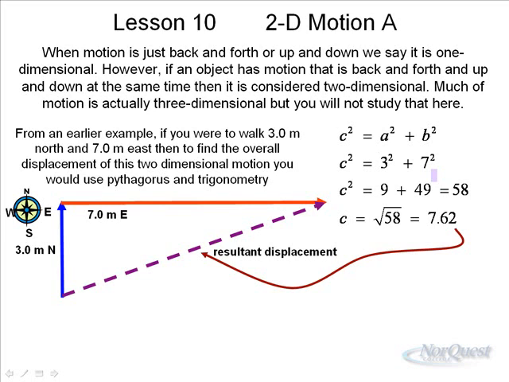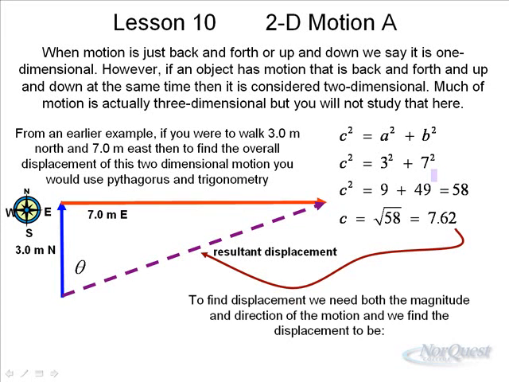So even though you walked a total of 10 meters, the resultant is only 7.62 from where you start to where you end up. That's the magnitude of the displacement. But we also need the magnitude and the direction of the motion. To find that angle, we use some basic trigonometry. Usually the sine, cosine, or tan will suffice.